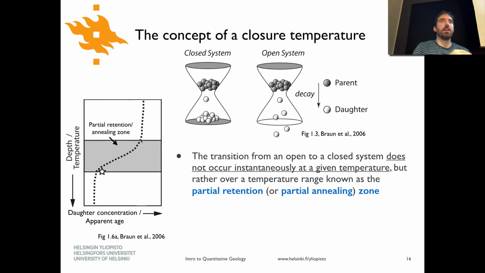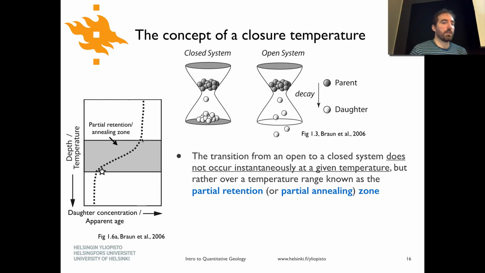But the transition here is not like a switch. It doesn't just suddenly start trapping the daughter product. And so there's this zone over which you transition from the open system behavior to the closed system behavior. And this actually makes using thermochronology a bit more complicated, because you have to consider that some of the daughter product might be retained when you're within this gray zone here of these intermediate temperatures. So you're not high temperature, you're not low temperature, you're somewhere in between. And so some of the daughter product will be retained in the crystal.